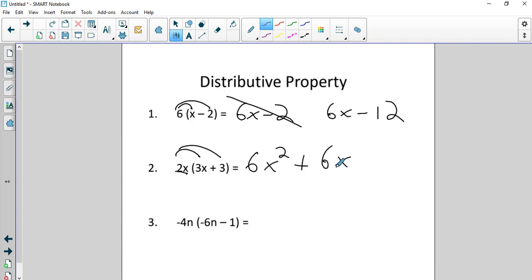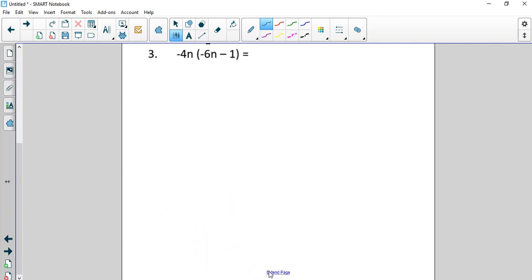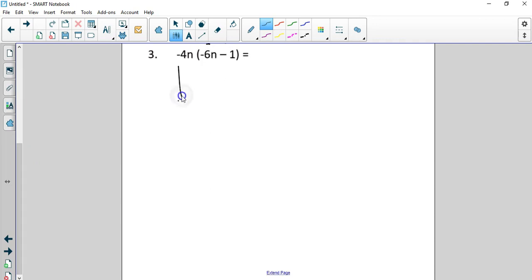Now, number 3, notice we have a lot of negatives. So we're sending this in here and there. Be careful with this one, especially with the negatives. I'm going to move it up so I have a little bit more accuracy with the board. Okay, so right here, when I send the -4 in, first off I'm doing -4 times -6. So that's 24.